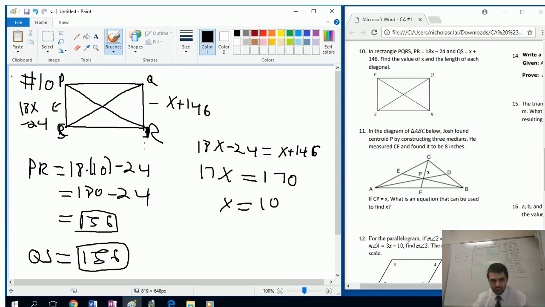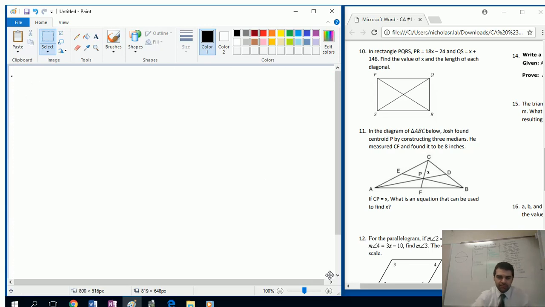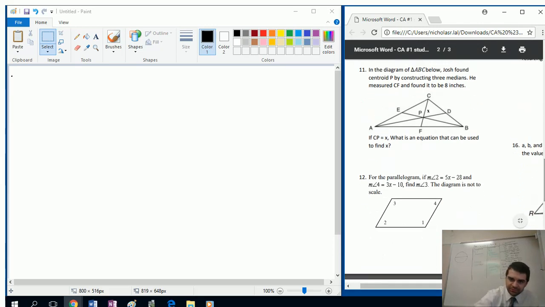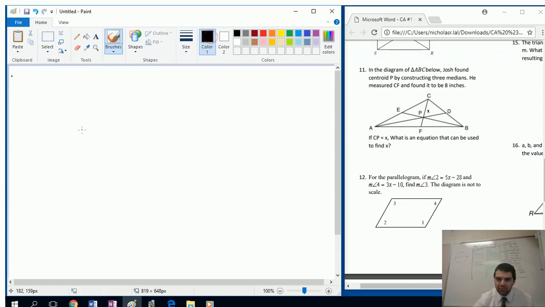So let me go on to number 11, and then I can stop this video and do the next half of the common assessment. In the diagram, Josh found the centroid P by constructing three medians. He measured CF and found it to be 8 inches. The CP is equal to x. What is the equation that can be used to find x? So here, let's do number 11.